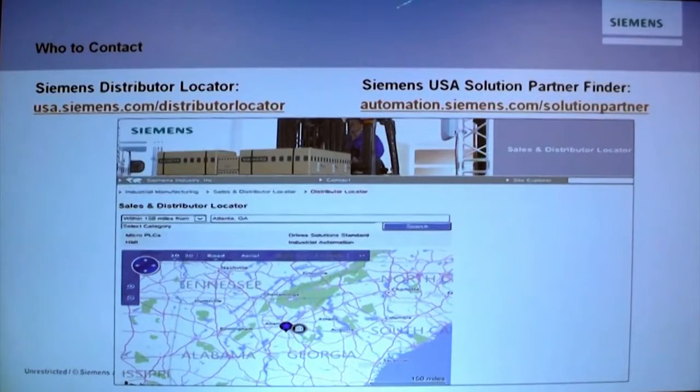How do I look for a local distributor or solution partner? There's a distributor solution partner finder. That happens to have the Atlanta address in there, but if we put Houston in there, it shows people in Houston, okay? It spits out, within a defined area, who my local partners are.